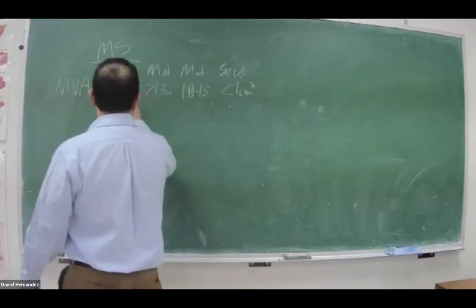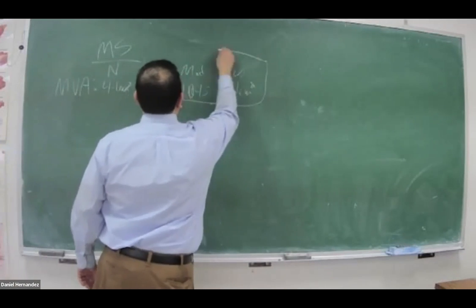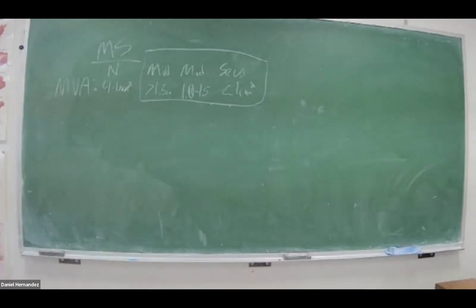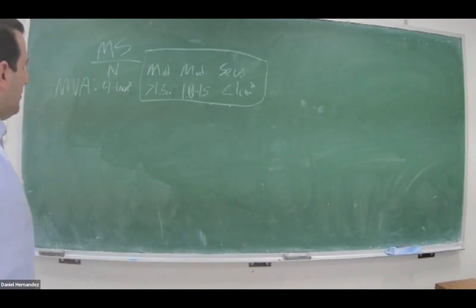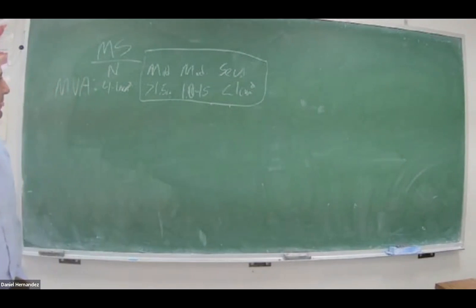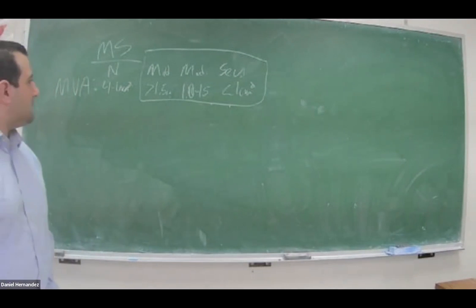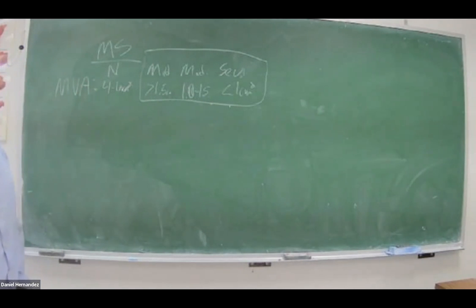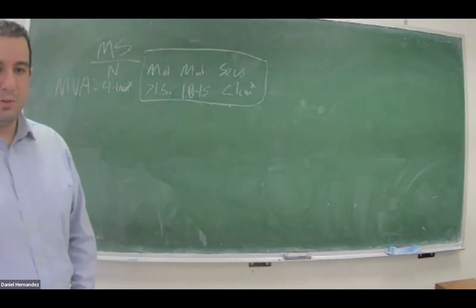Those numbers you should commit to your memory. So mild is going to be greater than 1.5 centimeters squared. Moderate was a valve area of 1 to 1.5 centimeters squared, and severely stenotic would be a valve area that's less than 1 centimeter squared.